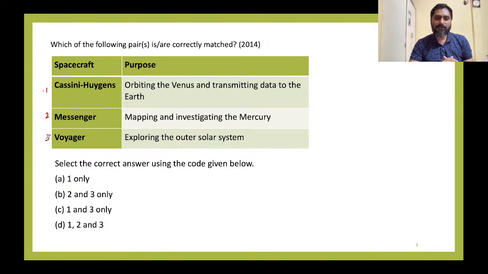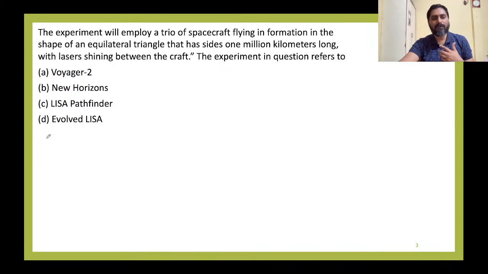Cassini-Huygens was not a mission to Venus. The Cassini-Huygens mission was sent to Saturn. If you knew just this fact, that Cassini-Huygens was not sent to Venus, you could have got to this answer. If you eliminate one, you are getting that only option B, that is 2 and 3, is correct. Messenger was sent to Mercury. Voyager has been sent to the outer solar system; it has crossed what is known as the heliopause, so it is trying to move out of the solar system itself. These questions you will be able to answer if you have a holistic understanding.